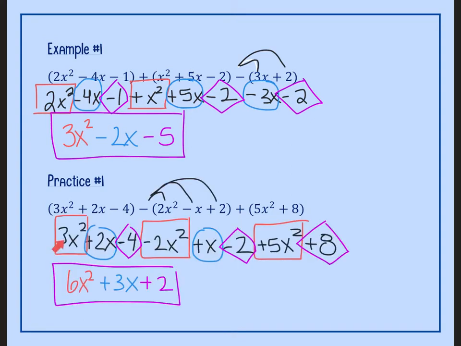First of all, one of the biggest mistakes that'll happen is right here, making sure you distribute the negative to all three terms. That becomes a negative 2x, this changes to a plus x, and this changes to a minus 2. Notice what I did in red is my x squareds. Then I did my x's, I just had 3x. And then I combined my constants to give me a positive 2.